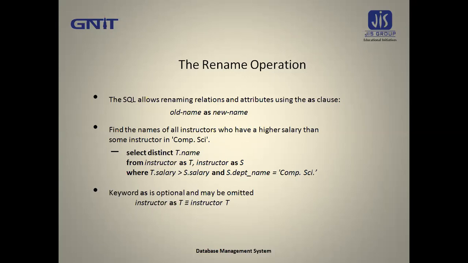So that means inside the instructor relation itself, we need to check the values. So we are writing select distinct. Distinct is used for removing the duplicates. So select distinct T dot name from instructor as T, instructor as S. So we are making two copies of the instructor relation, one named capital T, another named capital S. And now we have two copies of the same table. So we are now comparing where T dot salary is greater than S dot salary.